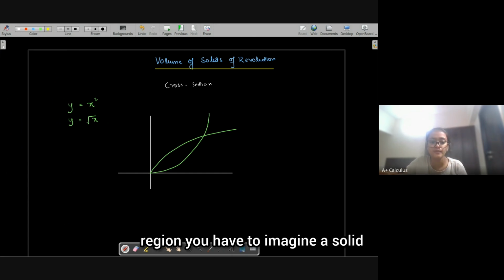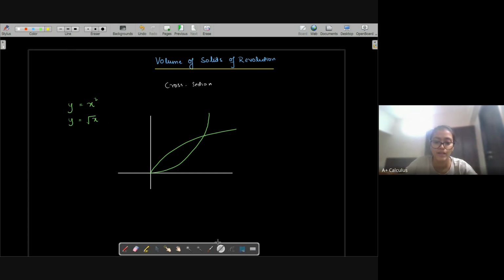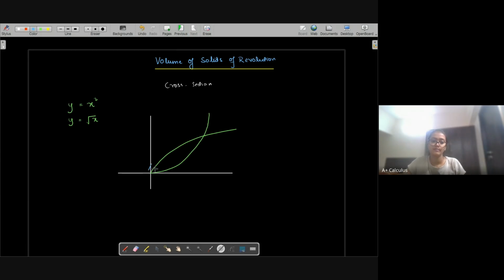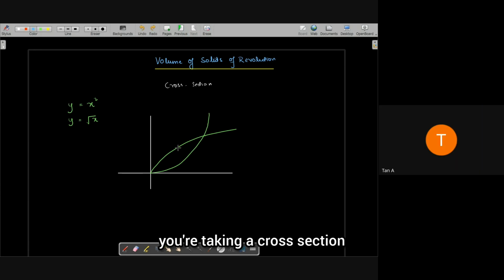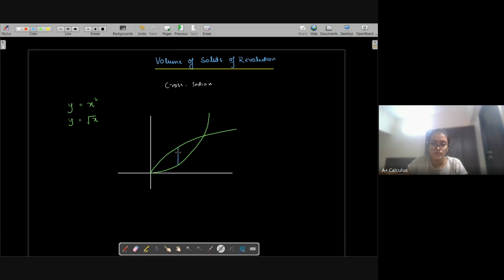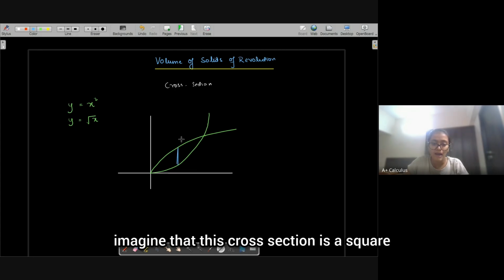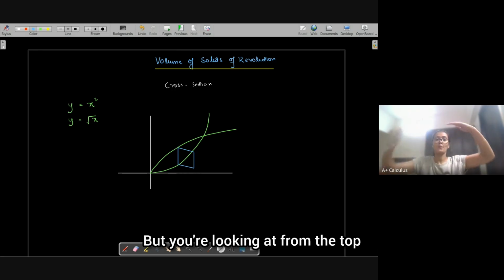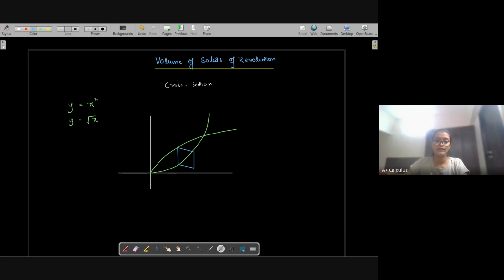Between this region, you have to imagine a solid, and you have to imagine that you're taking a cross section. Like this is a solid. You're taking a cross section like this. Imagine that this cross section is a square. This is a square. But you're looking at it from the top, so you are only able to see this line. You cannot see the square.